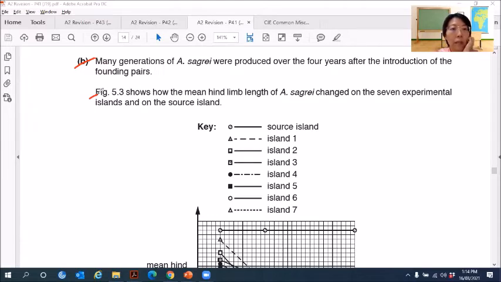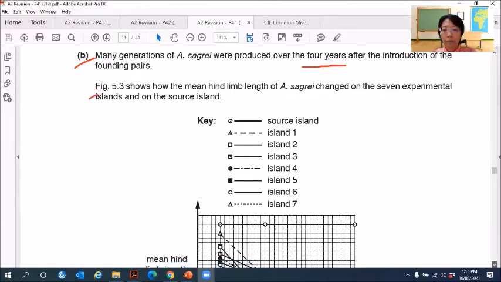Okay, in this question, many generations of the lizards were produced over the 4 years after the introduction of the founding pair. So you have introduced them to the seven islands for 4 years already. So they actually trace and capture and count them and find out the genetic variation, the changes in the hind leg over the period of 4 years. And they plot the data in the graph here.